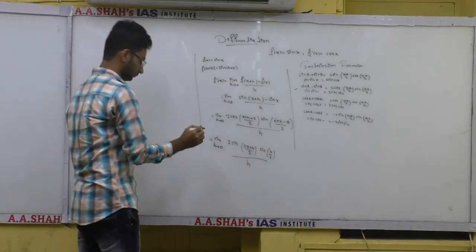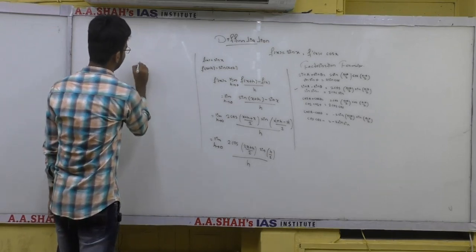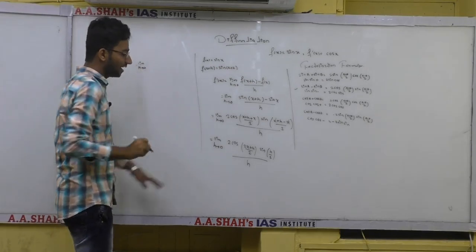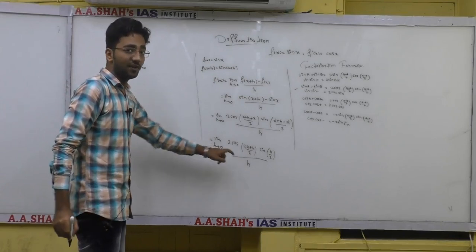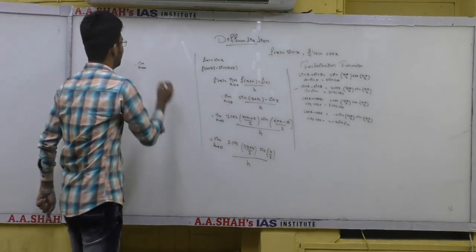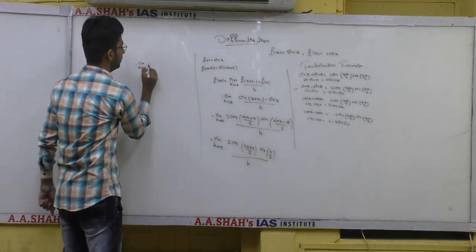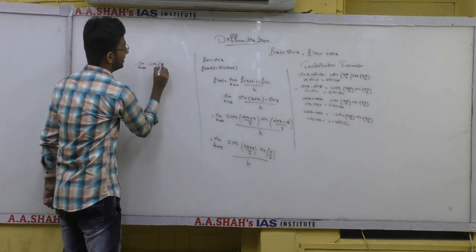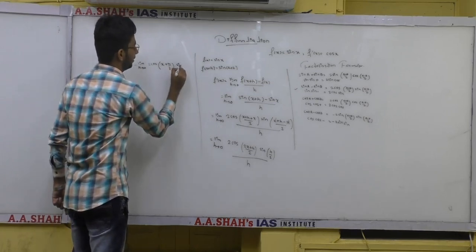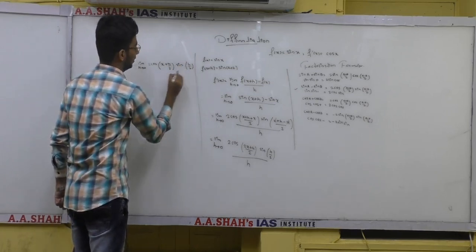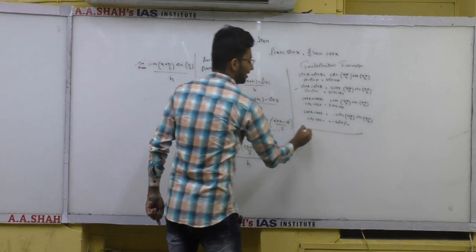Now, limit h tending to 0. Still I can't put the limit yet, because first I want to resolve this part from the denominator, because this is h. If I put the limit then it will give me infinity. So limit h tending to 0, 2 cos((2x+h)/2). I'll separate the denominator, so what I'll get is 2 cos(x + h/2) and sin(h/2) upon h. Now again we have learned one thing: some standard limits we do have.